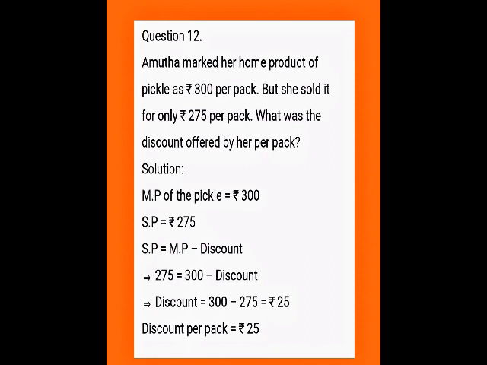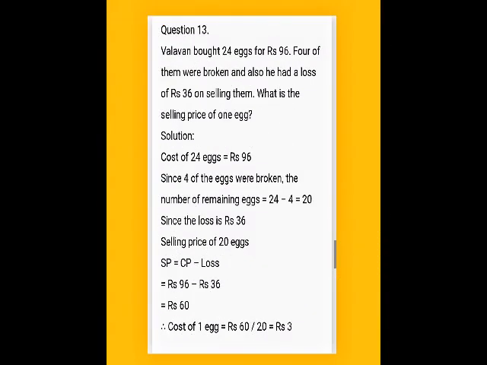What is the formula we are using here? Selling price is equal to marked price minus discount. So 300 minus 275, which is equal to the discount, that is equal to rupees 25. So the discount per pack is rupees 25. Amuda gave a discount of rupees 25. And next we have question number 13.